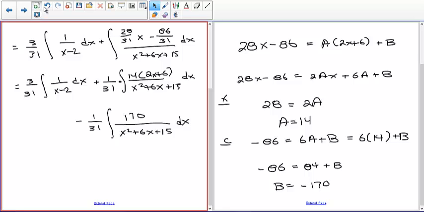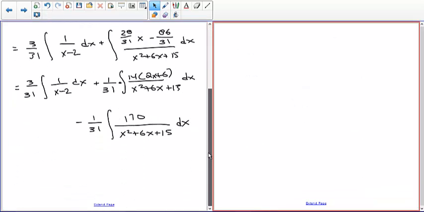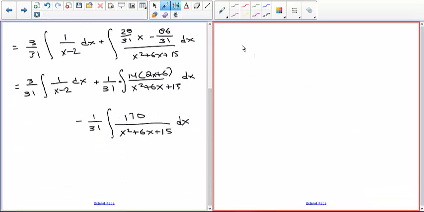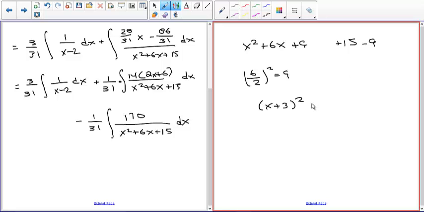Now what we're going to do is take the denominator of the last term, x squared plus 6x plus 15, and we'll take the coefficient in front of x, divide by 2, and square it, which is 9. So add 9, subtract 9, and you'll get x plus 3 quantity squared plus 6.